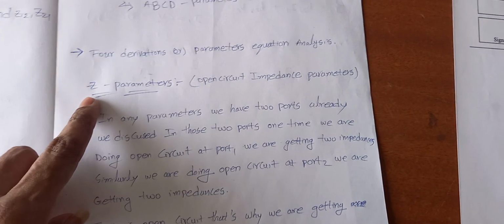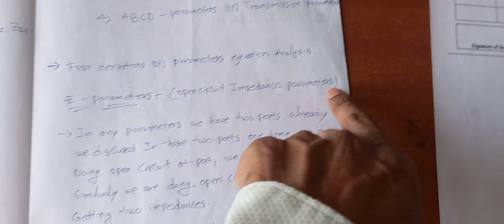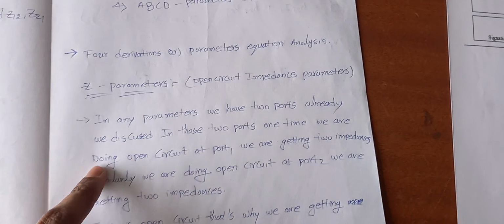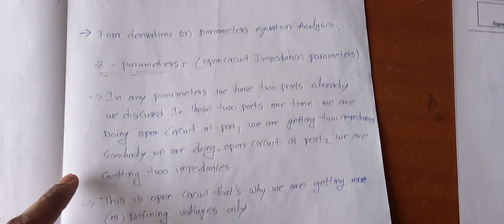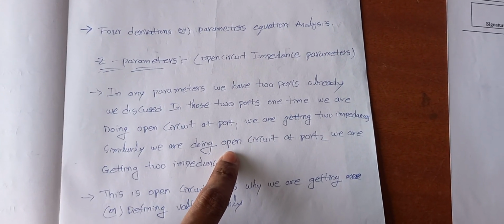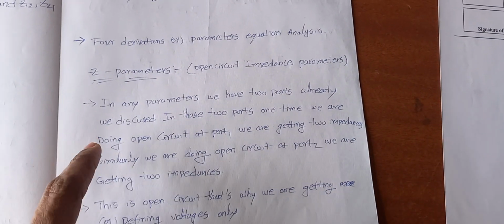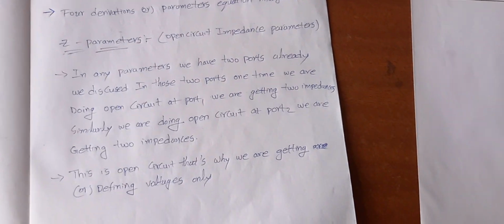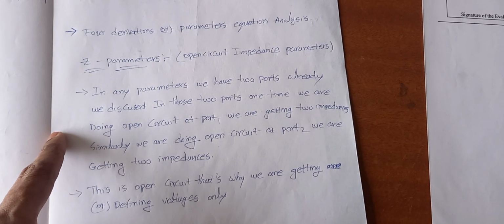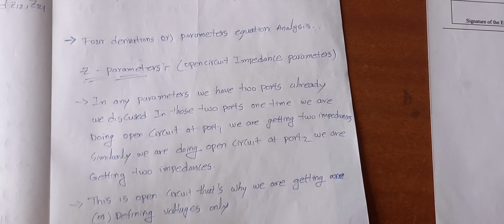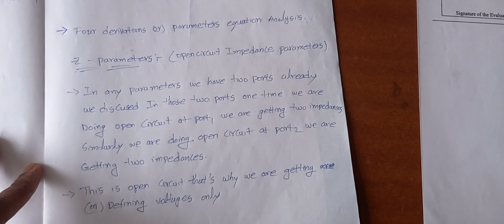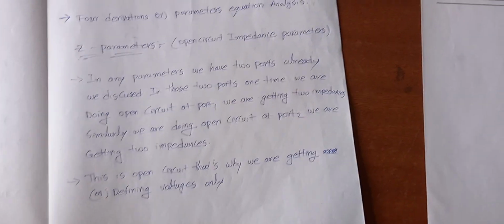Similarly we are going for Y parameters. We are doing a short circuit for that one. We are getting short circuit admittance parameters. So in those parameters also we are going to do a short circuit at port 1 and port 2. Okay, at port 1 we are getting 2 admittances and at port 2 we are getting 2 admittances. So it means on the port 1 side we are going to do a short circuit, then we are getting 2 admittances y11 and y12, and at the same time we are going to do a short circuit at port 2, we are getting 2 admittances.